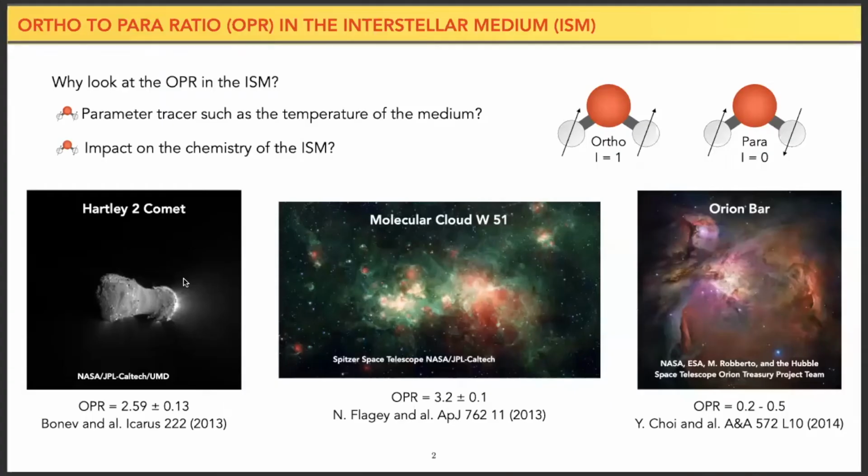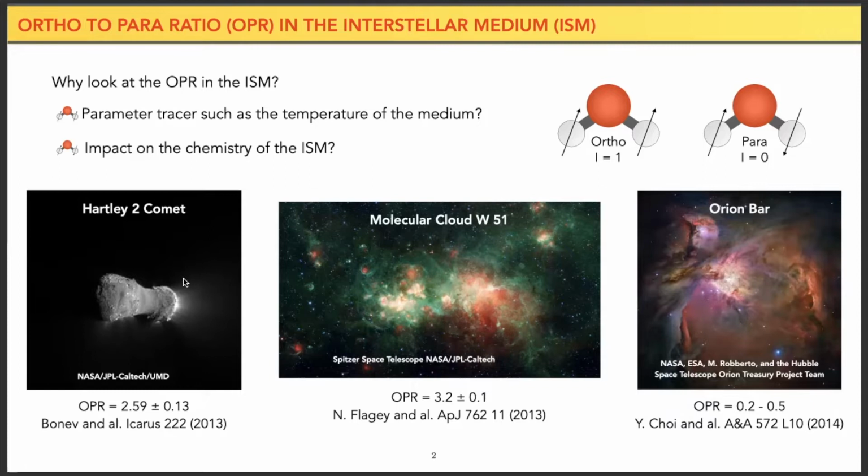So due to the Pauli exclusion principle, when you have a hydrogenated or deuterated molecule, you have a nuclear spin isomer, and in the case of water, you have two isomers. The ortho isomer is when the two spins are in the parallel configuration, and the para isomer is when the two spins are in the anti-parallel configuration.